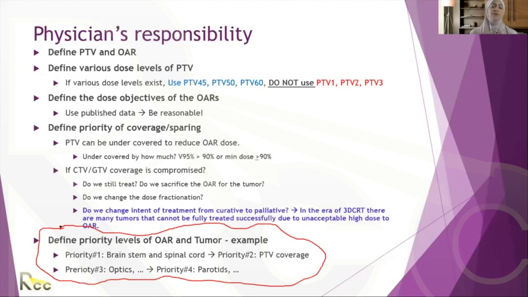And then you, as a radiation oncologist, have to give me priority. If I have optic chiasm and PTV overlapping, you have to tell me which one I need to pay attention to. It's a priority. Cover PTV, or spare organs at risk? Or maybe part of both. I can underdose the PTV, but not underdose the GTV. Or I will say, forget about the optic chiasm, the patient will have to go blind. It's part of the treatment because we have to cover. You have to tell me this.